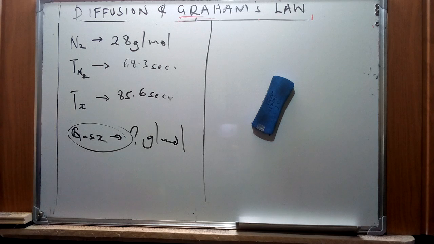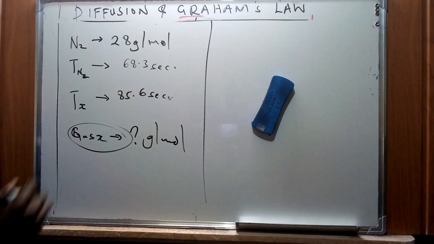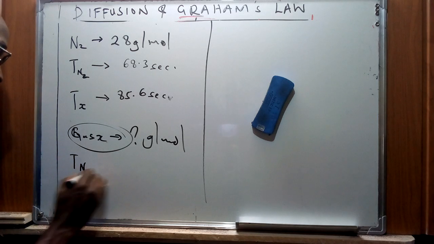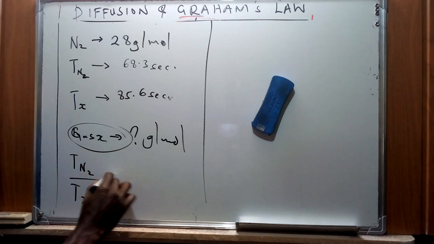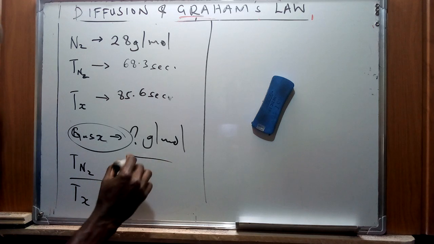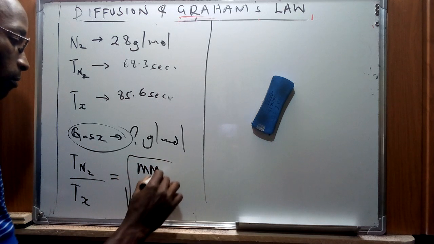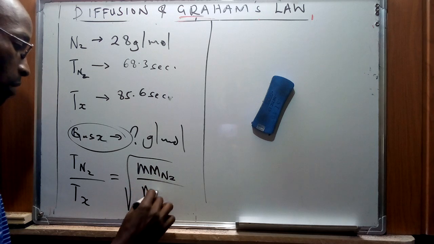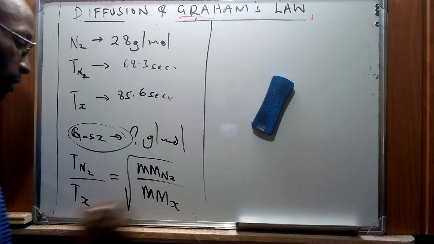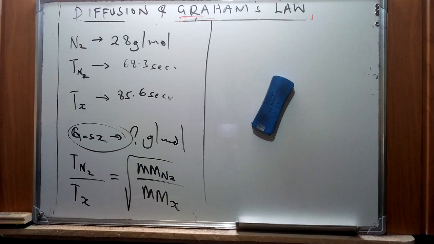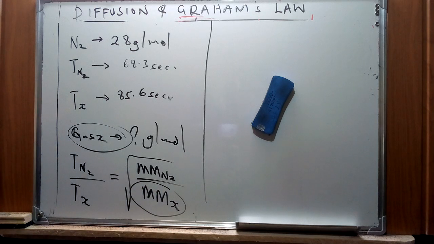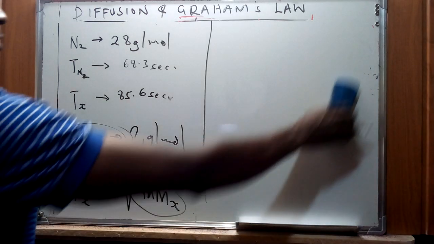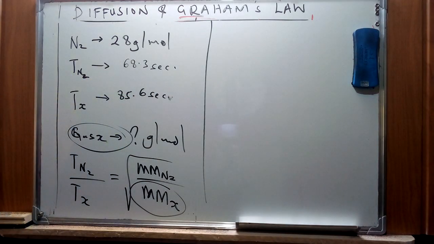Therefore, the relationship that we are going to use for this particular problem is that the time taken for nitrogen over the time taken for this specific gas X can be represented as the root of the molecular mass of nitrogen divided by the molecular mass of gas X. Therefore, for us to find the molecular mass of gas X, we're going to make this the subject of the formula.